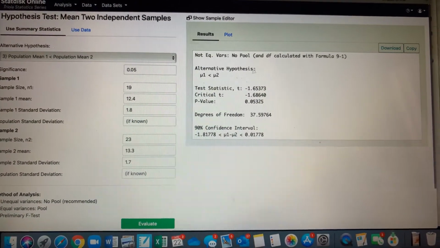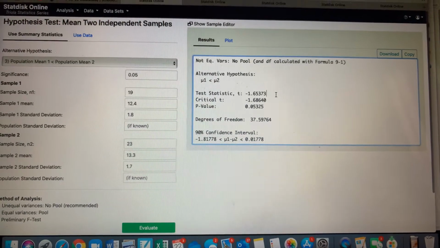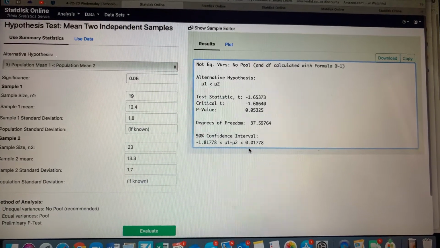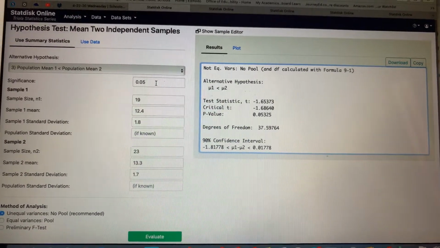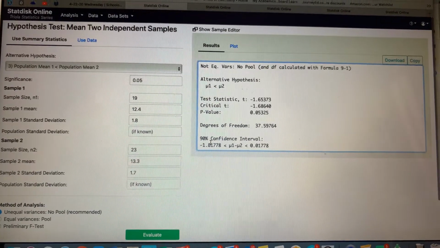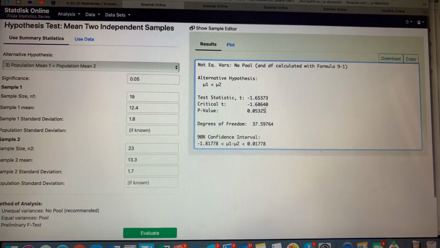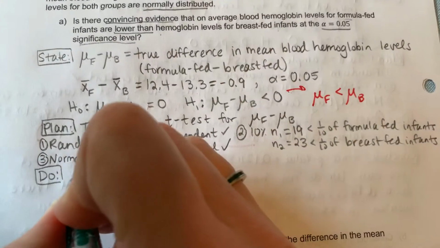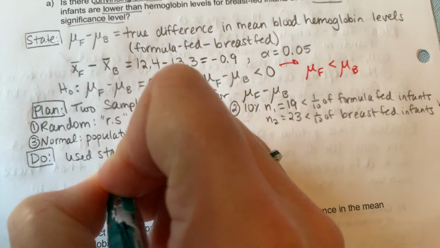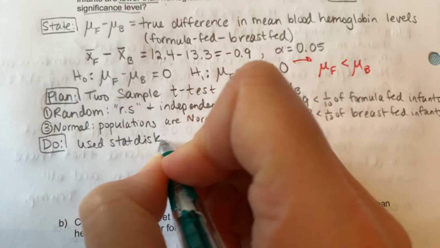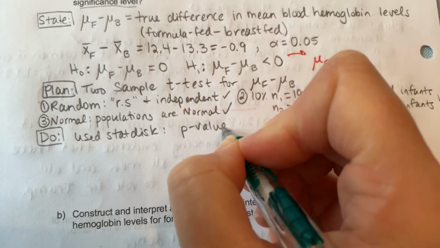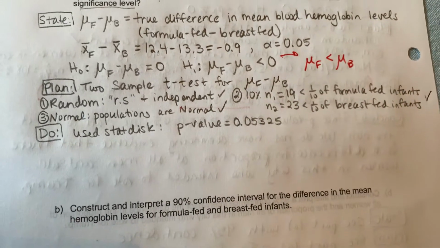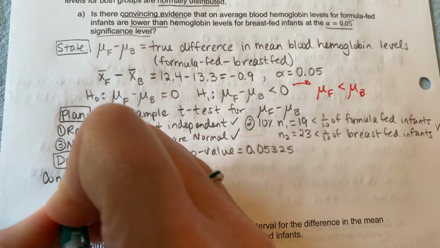All right, so I check up here that my alternative hypothesis matches what I wanted. I have my t-test statistic, and then my p-value. Again, it gives a corresponding confidence interval. Notice this is a one-sided test, so even though I had a significance level of 0.05, it gives me a 90% confidence interval. But I really am not interested in that right now. This is a hypothesis test. I want the p-value. So that's 0.05325. All right, so I used StatDisk. That is what you need to write to get a p-value equal to 0.05325. All right, so now I am ready to conclude.